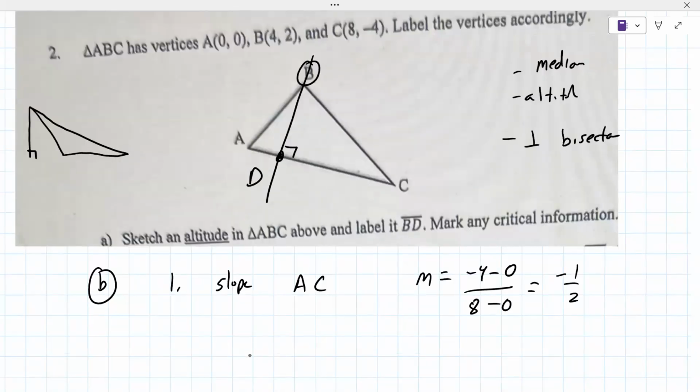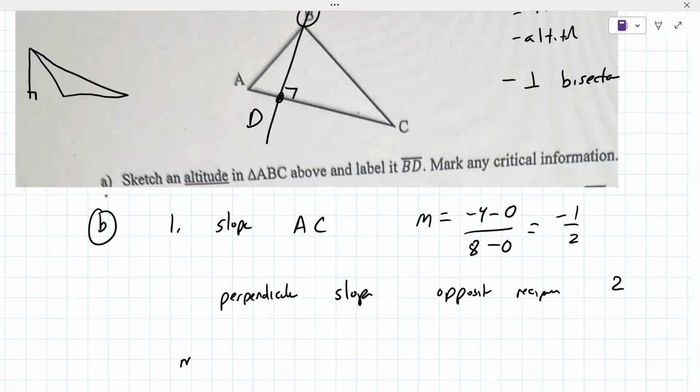Now that's the slope of AC. We want the perpendicular slope. So how do we do that again? You flip the fraction and then negate it. They call it opposite reciprocal, so positive two. Yeah, so that's the slope of your line. Now they want it through the point B.